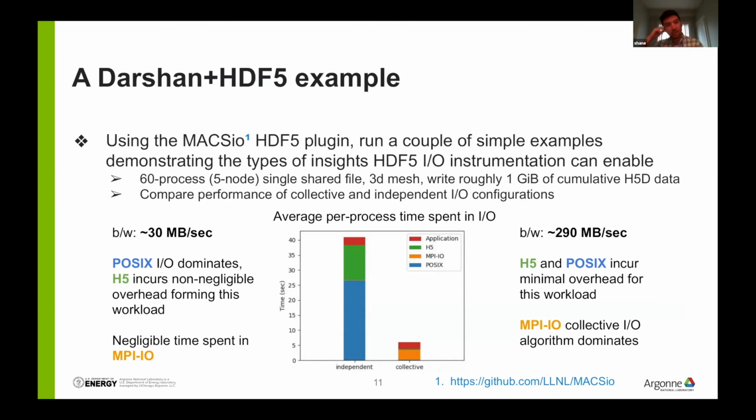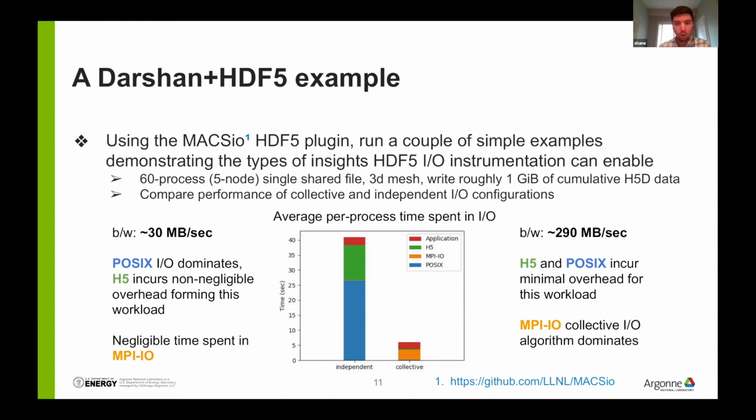Using the Maxio HDF5 plugin, we just ran a simple 60 process, 5-node example to a single shared file. This is using a 3D mesh, and it's writing roughly 1 GB of cumulative HDF data. We're basically just comparing the performance of a collective configuration versus an independent IO configuration. You can see down at the bottom, the results clearly show that for this particular workload, collective is a huge net win.